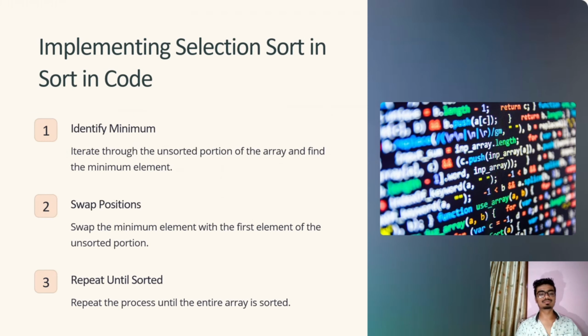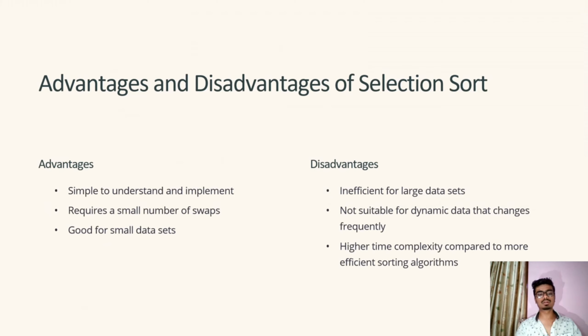Advantages and disadvantages of selection sort. Advantages: it is simple to understand and implement, requires a smaller number of swaps, and is good for small data sets. Disadvantages: it is inefficient for larger data sets and not suitable for dynamic data that changes frequently. It has higher time complexity compared to more efficient sorting algorithms.